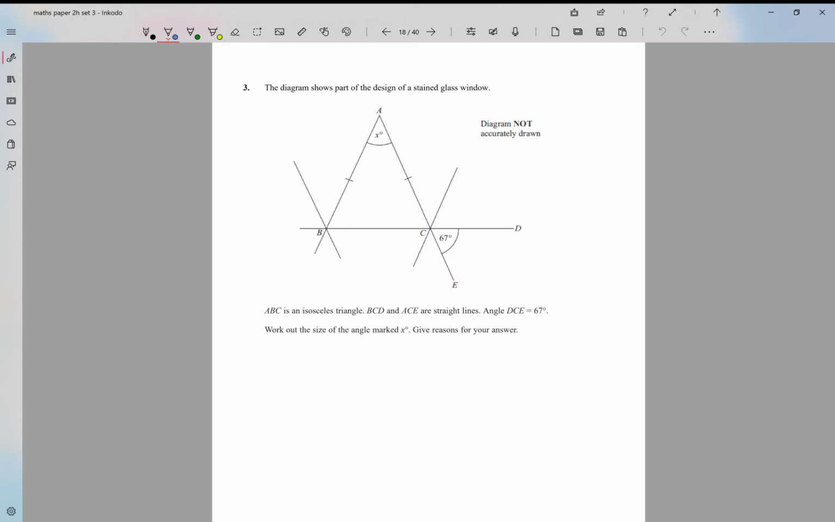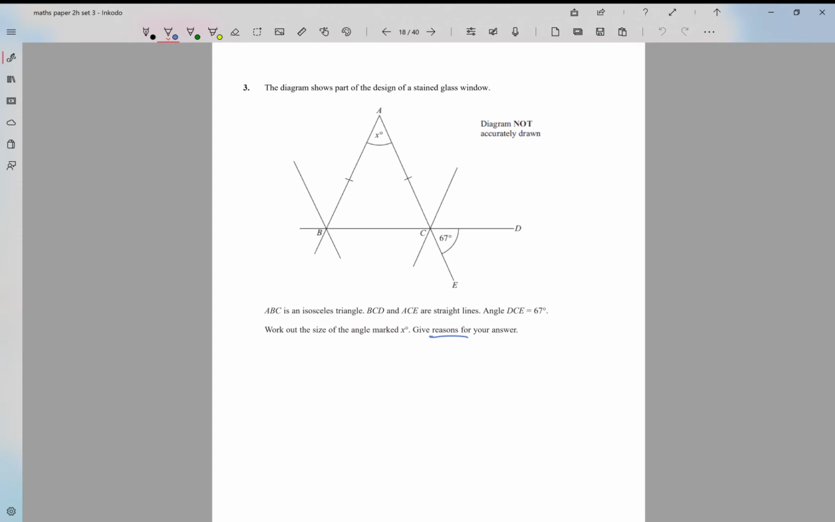Okay, so here's a question, question 3 on a sample paper. Diagram shows part of the design of a stained glass window. See, you've got some triangle shapes here. Straight away you can notice this is the angle you're after. It does say work out the size of x. It also says give reasons for your answer.